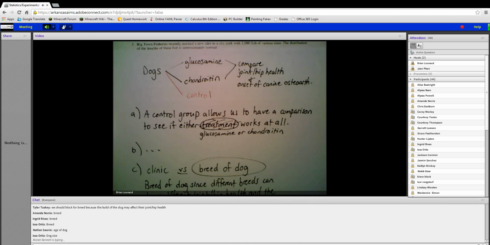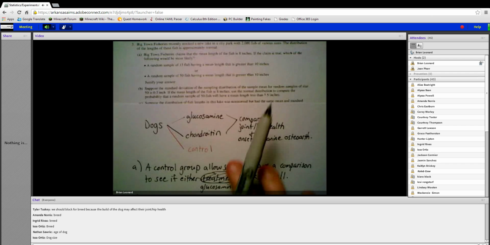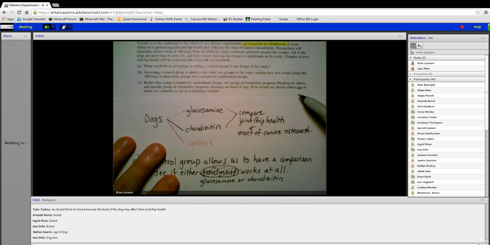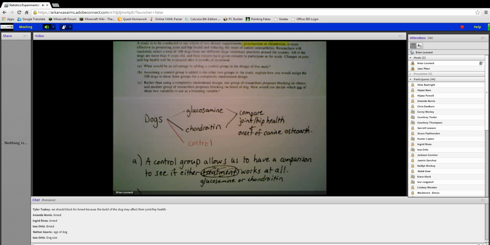Okay? Now, I'm seeing other things like age of dog and dog size. Those are great. Those are also, I would say, great blocking schemes. And they might actually do better than breed of dog. But again, in the question, we have to be careful here. In the question, they only asked us to compare those two, and they only asked us to decide which one of those two was actually better. But those are great ideas.